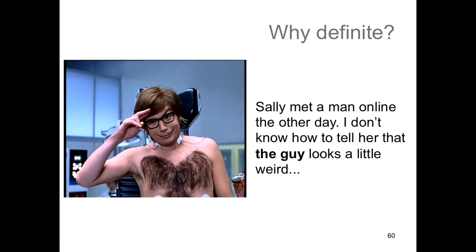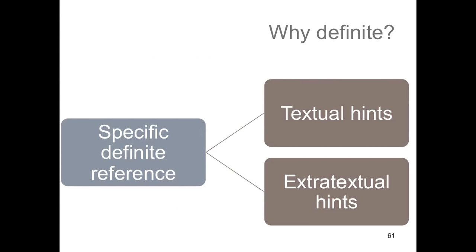So let's recap the reasons why you get the with a specific definite reference. Said differently, how does the reference get completed? If you consider the examples we've just studied, you will notice two possibilities: textual hints, that is to say indications present in the text, or extra-textual hints, that is to say indications present outside the text, in the situation of utterance, for instance.